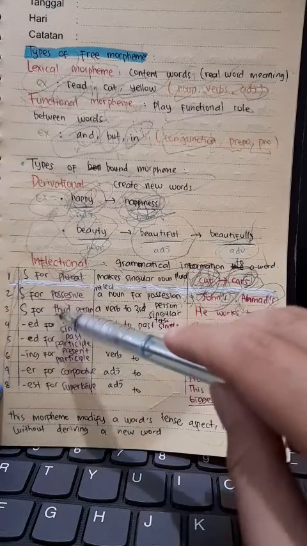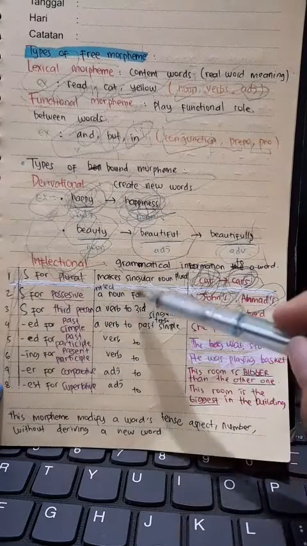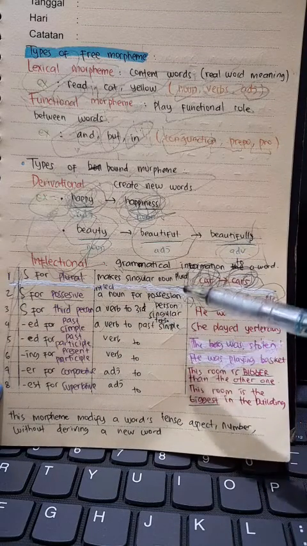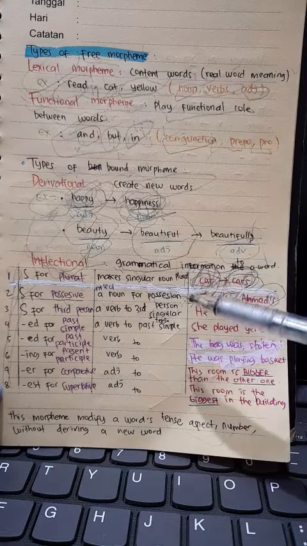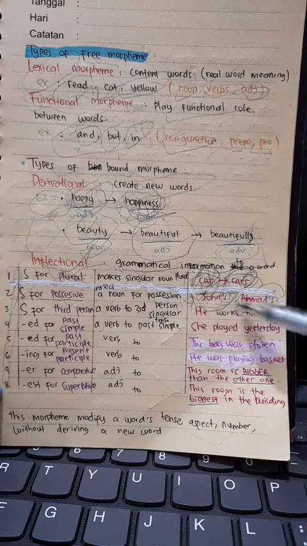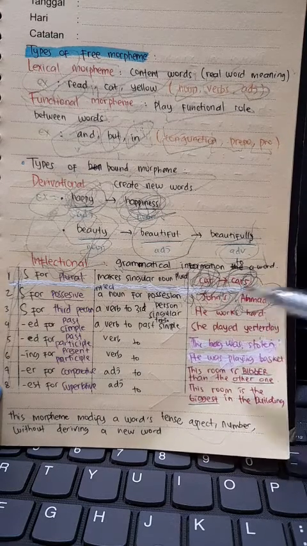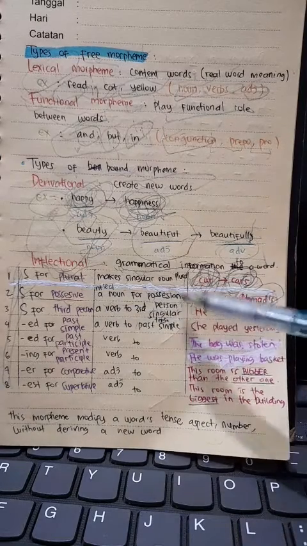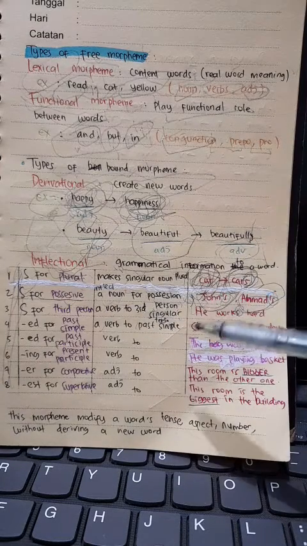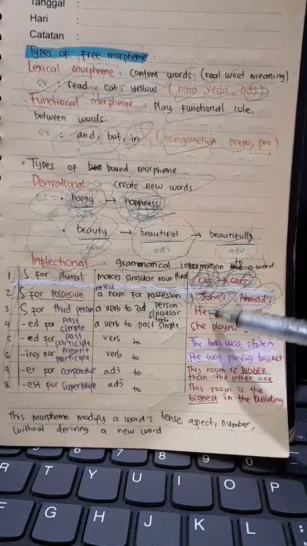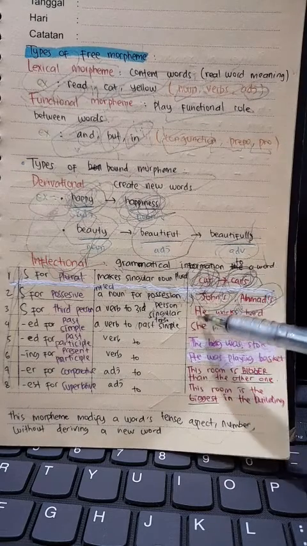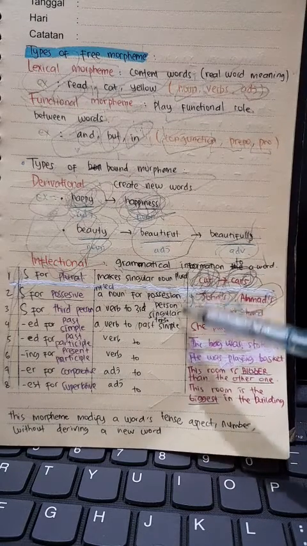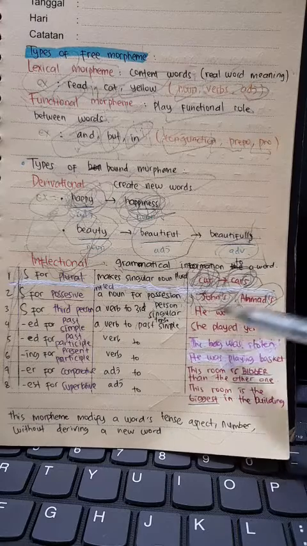Okay, number 3 is s for third person, a verb to third person, singular. For example, he works hard. Why? But for this s for third person, the s is only for he, she, and it. So for I, you, they, we cannot add s.